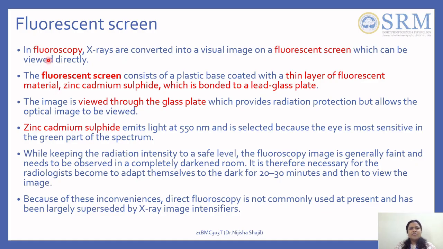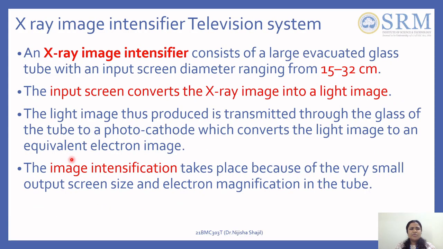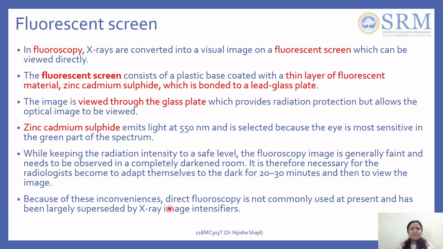So in fluoroscopy, you're going to use a fluorescent screen. What is it? It is nothing but fluorescent material, zinc cadmium sulfide. All these are available. It is viewed through a glass plate. So the zinc cadmium sulfide is present, and you allow the X-rays to go and interact with it, produce visible light, and this visible light you're going to see.